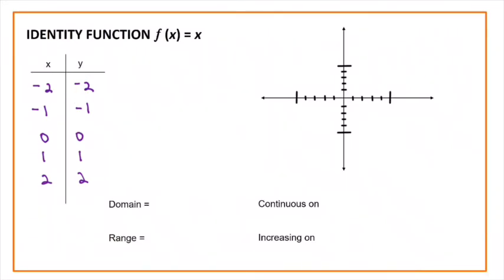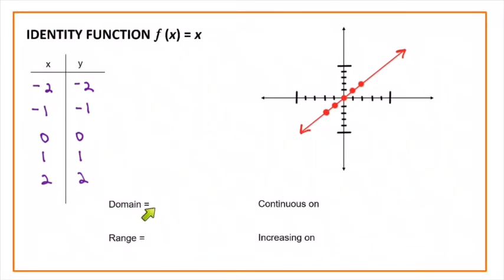So watch what happens when we graph these points. Negative 2 will be here. Negative 1 will be here. 0, 0, then 1, 1, and 2, 2. So you can see that the graph forms a straight line that goes through the origin. Let's go ahead and get this information for this function.